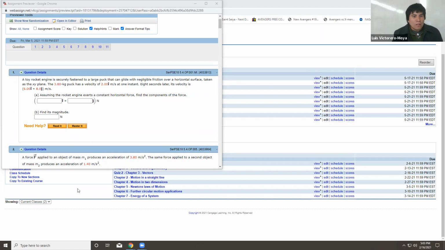For example, problem 1, they give you, again, a puck with a velocity of 2i in the positive x direction, meters per second. And 8 seconds later, you have this. So we know that there is an acceleration, which is basically final velocity minus initial velocity divided by 8. So the force will be mass times that acceleration.